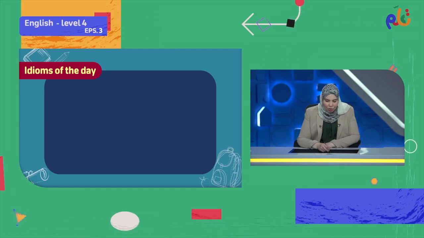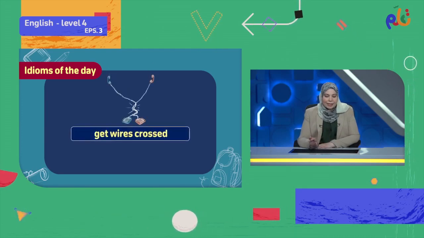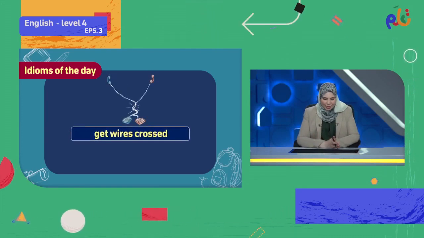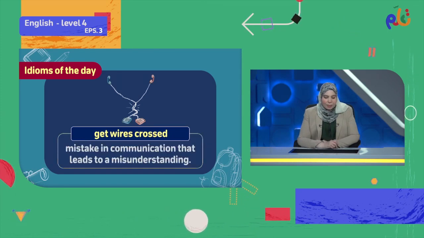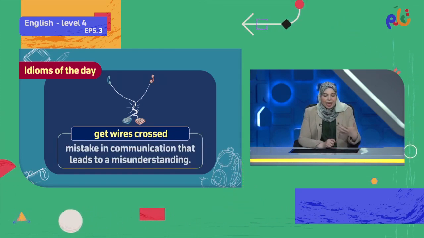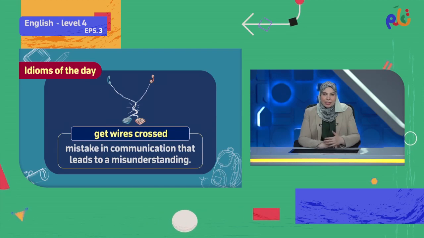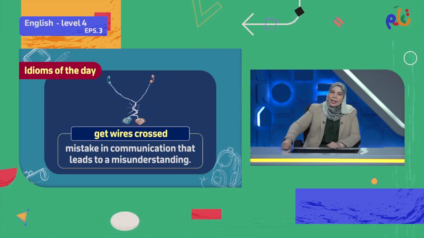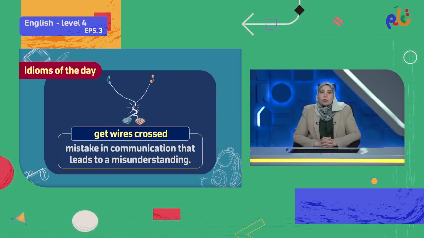The next idiom is called get wires crossed. Get wires crossed means mistaking communication that leads to misunderstanding. So I can tell you we're going to meet at 12.